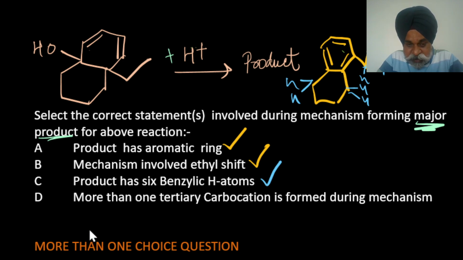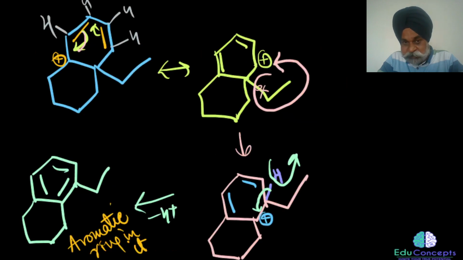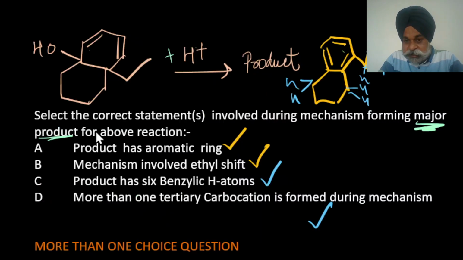And one more option we are still left with. More than one tertiary carbocation is formed during this mechanism. Wow, this also is a very interesting one. This also seems like a correct one because a tertiary carbocation came into the picture 2 times. One here, if you could see, you get the carbocation here, and another carbocation of the tertiary type was here also. So in this particular question, it seems like all the options are correct: A, B, C, D. All of these are correct.